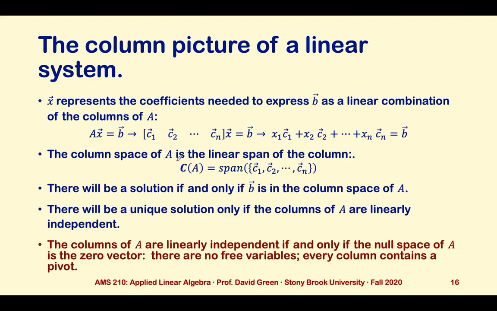We've discussed how the column space of A is the linear span of these columns and represents the set of all possible right-hand sides with a solution. There will be a solution if and only if b is in the column space. We also know that there will only be a unique solution if the columns of A are linearly independent. If there's linear dependence in the columns, there will be free variables, there will be more than one way to write a linear combination of a single right-hand side.